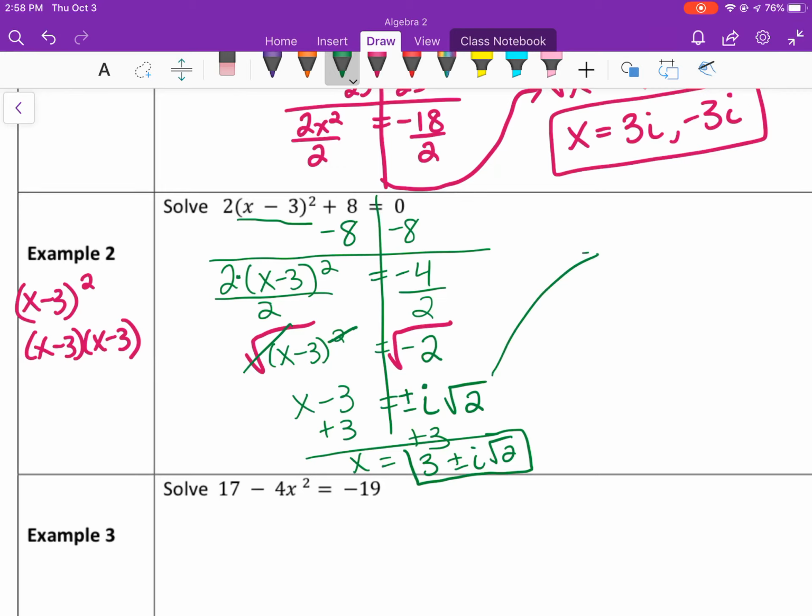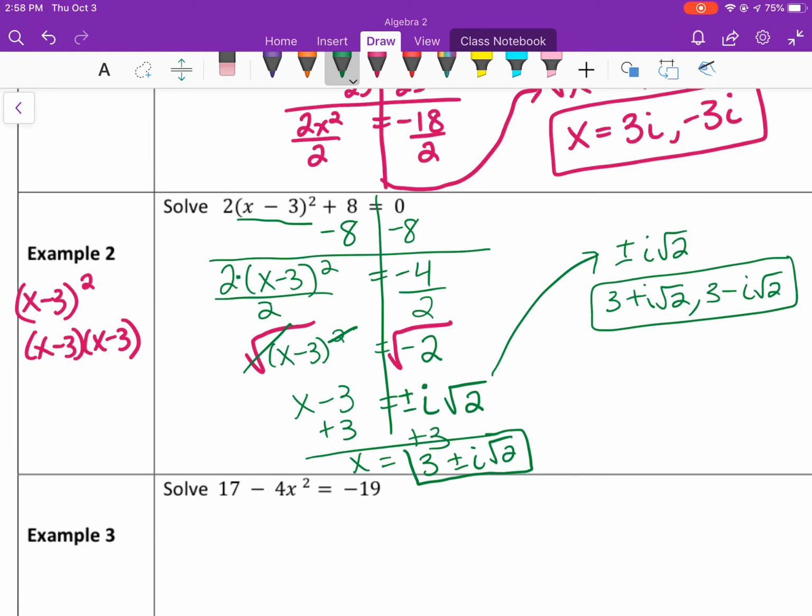And when I said I had plus or minus i square root of 2, I really had positive i square root of 2, or negative i square root of 2. And I added 3 to both of those. So this is another way of listing the answers: 3 plus i square root of 2 and 3 minus i square root of 2.